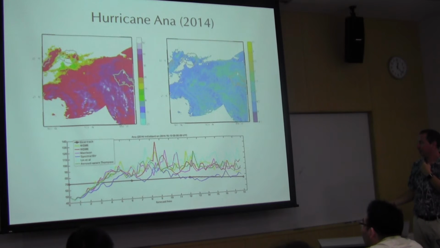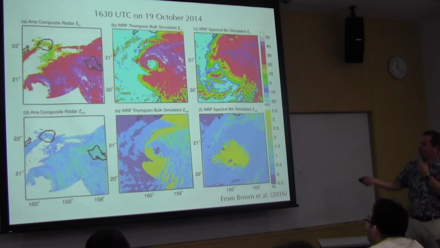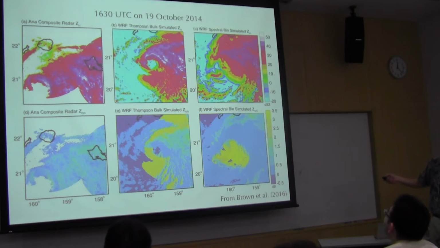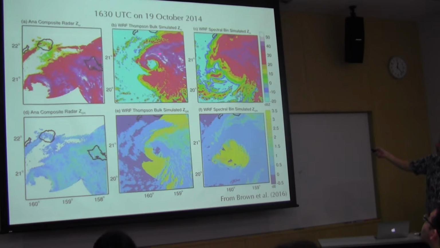But if you look at what the model showed, the reflectivity looks pretty good. This is the real data here. This is Thompson double moment scheme, and this is the spectral bin. Interestingly, the Thompson actually looks kind of the best. I'm only showing you the two best ones. Thompson looks pretty good. Spectral bin is okay, but it doesn't get the peaks. You notice it's washed out. The structure is not quite as good. I think this might be resolution still. We still need a higher resolution model to get that.